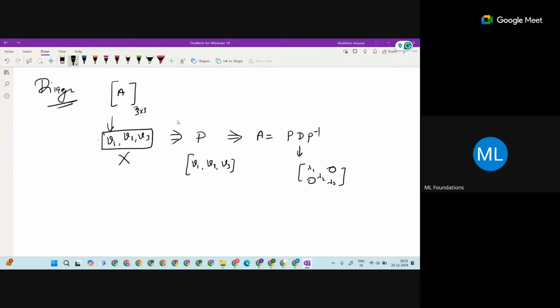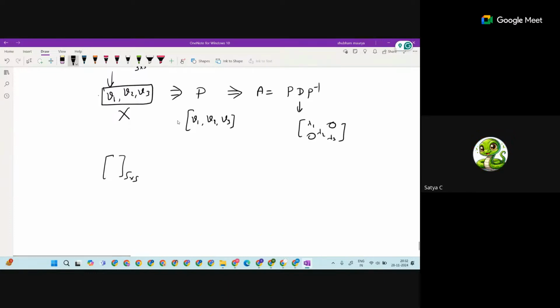Okay, so in another example, suppose your matrix is 5 cross 5. Anyhow, whether the eigenvalues are all the same, all different, or two of them are the same and the rest are different, it doesn't matter, as long as you are able to find five independent eigenvectors.